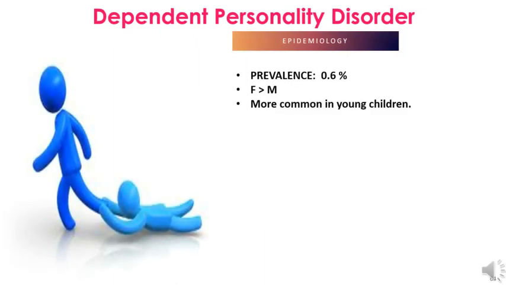Dependent personality disorder is more common in women than in men. DSM-5 reports an estimated prevalence of 0.6%. It is more common in young children than in older ones. Persons with chronic physical illness in childhood may be most susceptible to the disorder.